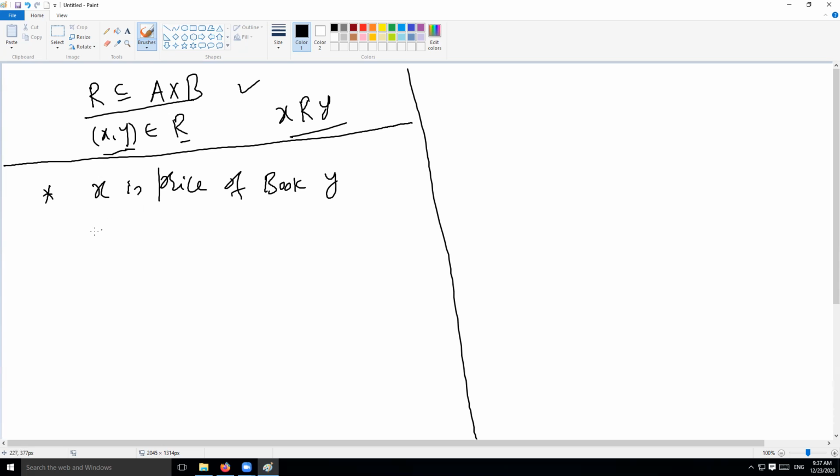Then I know that X is going to belong to, say, the natural numbers or maybe the rational numbers, it doesn't matter. And Y is going to be an element in the set of books. Okay. And if I give this price a name, or maybe if I'll be more specific, let me take some prices and subjects.